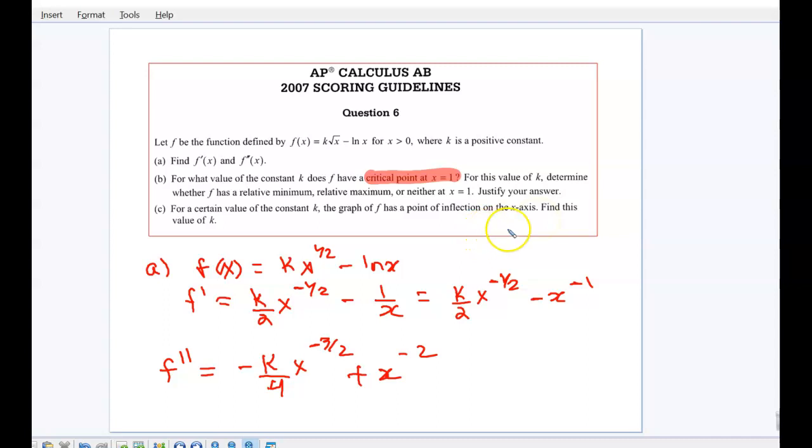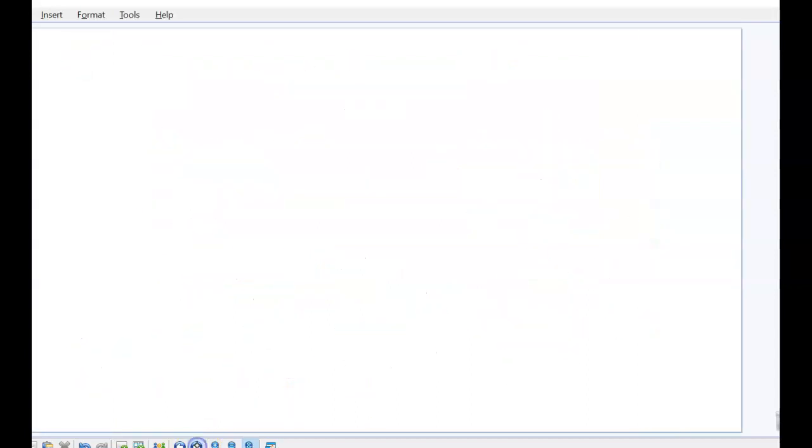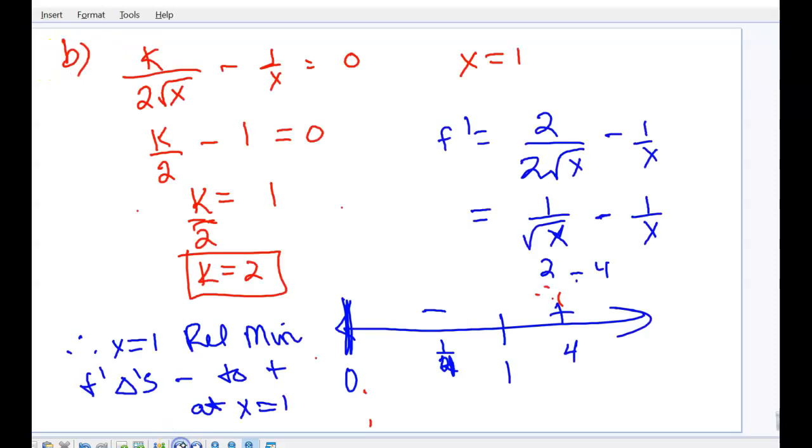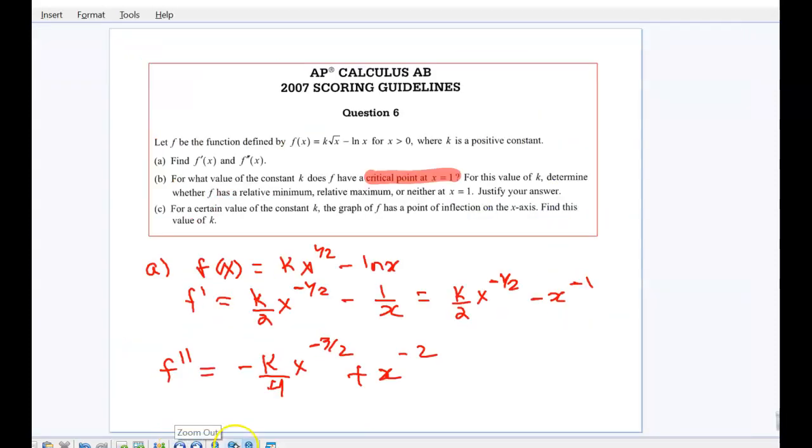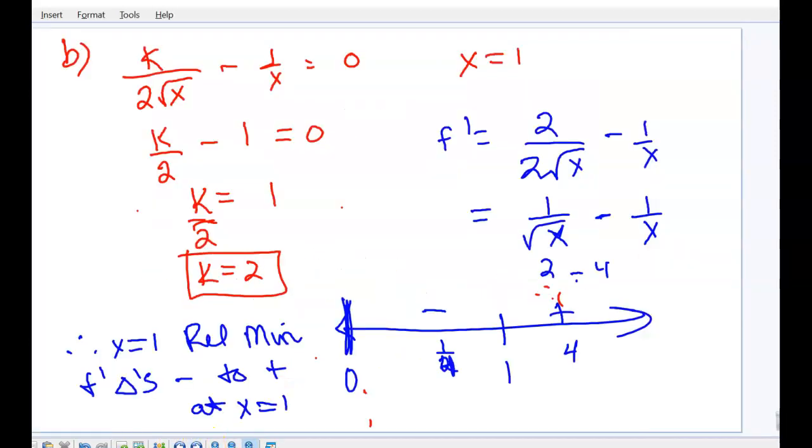So if the inflection point is on the x-axis, that means that the inflection point has to be at the x-intercept. Okay, so first of all, to find the x-intercept, we take our original function and we let y equal 0. So from our original function, we're going to get 0 is equal to k root x minus ln x.